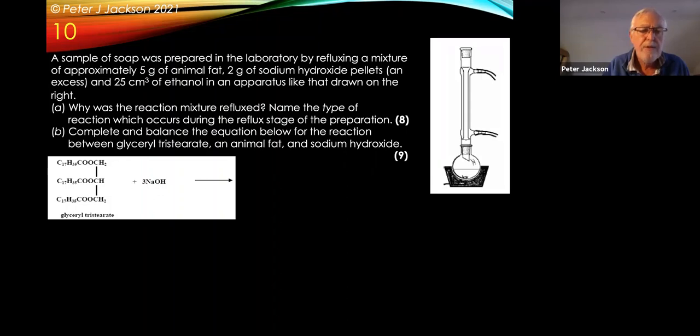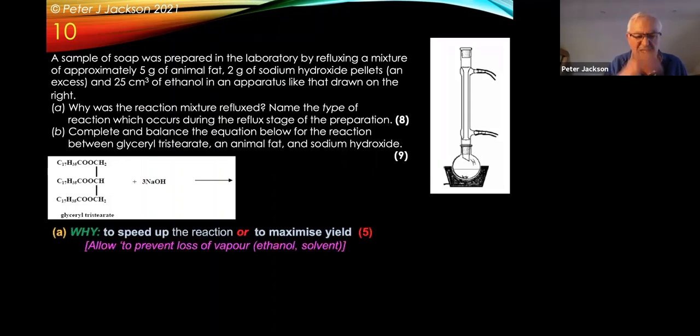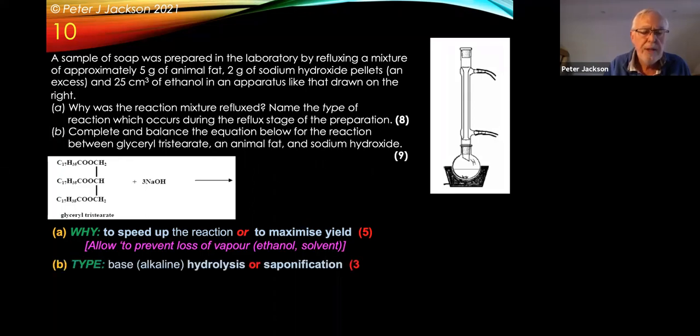Well, the first answer, why was it refluxed? To speed up the reaction or to maximize the yield. And it says also to prevent the loss of vapor, ethanol or solvent, whichever you want. And the type of reaction, it's either the base or alkaline hydrolysis or saponification. Notice that base and alkaline are not actually required, but I would always give one of them anyway.